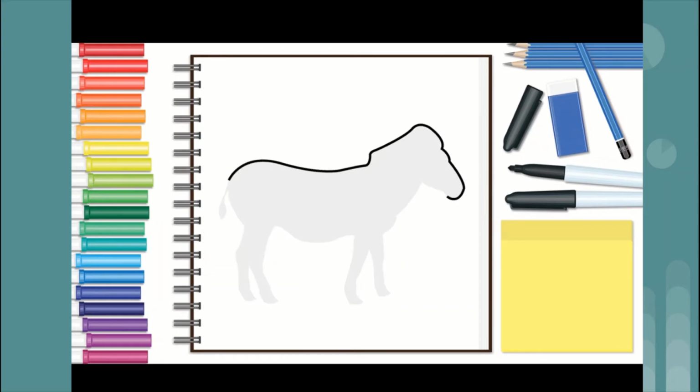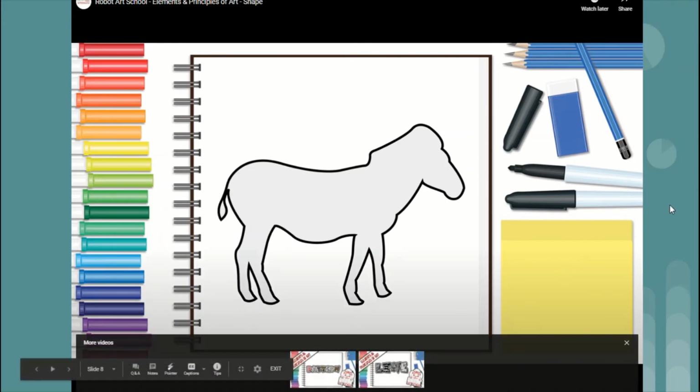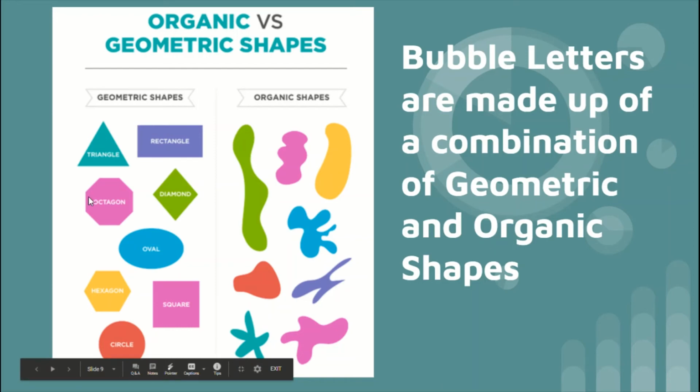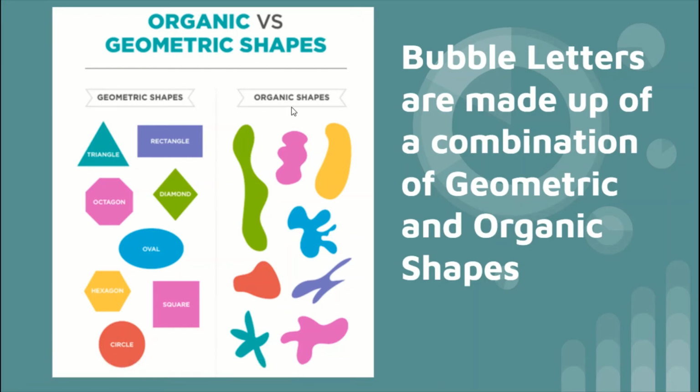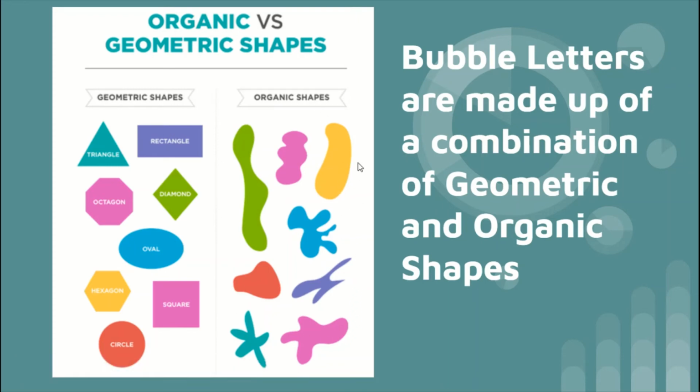Sometimes we outline our shapes to make them stand out more. We are going to use geometric and organic shapes in our art, and we're going to outline them so they stand out. So here again are the geometric shapes, the ones that you learned in math class, the ones with names. Organic shapes are the most common shape, but they don't have names.